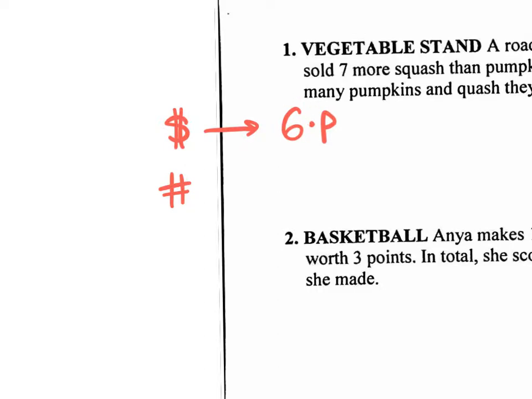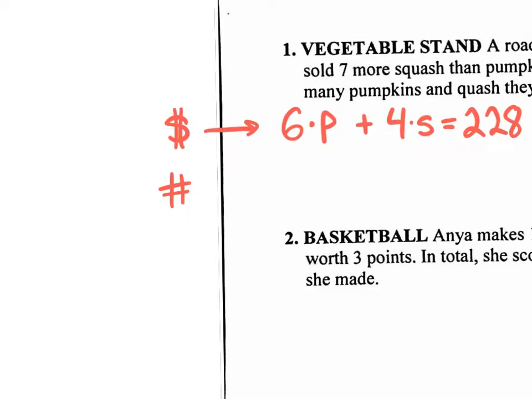Okay, how about the squash? $4 for each squash. I'm going to put S for squash. In other words, if I sold 10 squashes, that'd be $40 because 4 times 10 is 40. And how much is the actual total? $228. So that's $228. Ladies and gentlemen, that is an equation based on money. I hope everybody could read all these problems that have money in it and create an equation based on money. $6 for each pumpkin, $4 for each squash, total of $228.